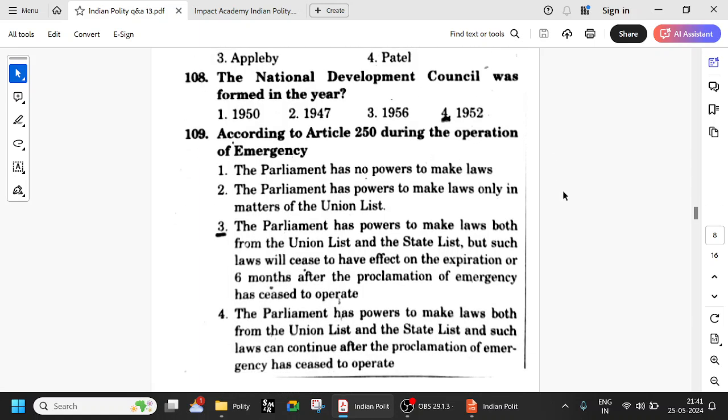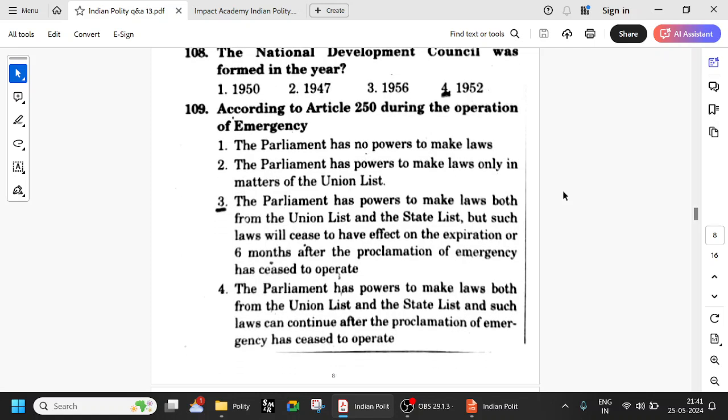So according to Article 250, during the operation of emergency, Parliament has power to make laws both from the union list and the state list, but such laws will cease to have effect on the expiration of 6 months after the proclamation of emergency has ceased to operate. So this is a very standard statement. So when there is emergency, Parliament can make laws on both union list and state list. Concurrent list as it is, Parliament law will prevail, and that will cease to operate after 6 months after the emergency is over. Remember that. That is Article 250. Fine.